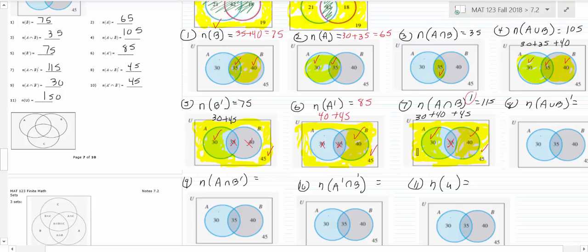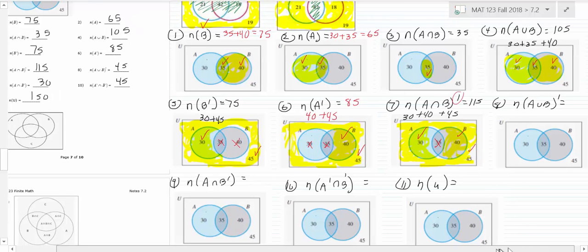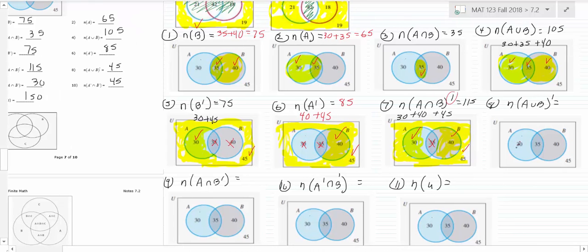Okay, the next one is outside of the union. Well, the union is 30, 35, and 40. Outside of that is the 45. So basically, this just means everything that is outside of the circles A and B. That's the meaning of that mathematically. So the answer to that is just 45.